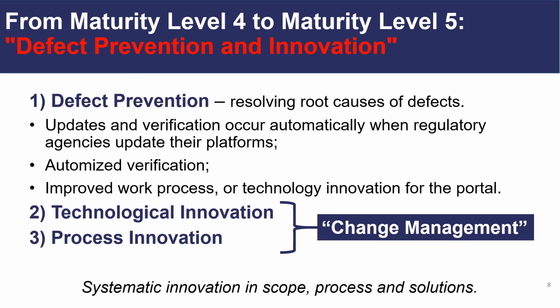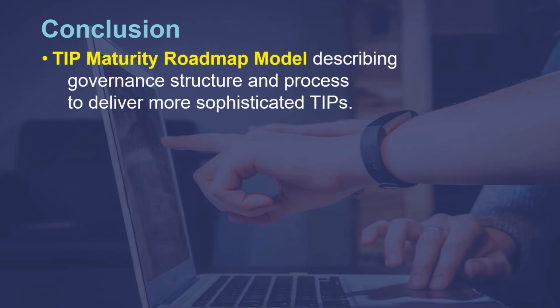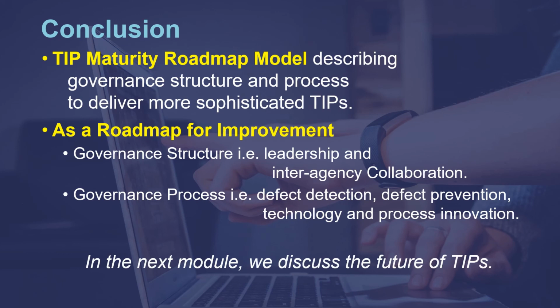This module discussed in some detail a maturity roadmap model for TIPs, which provides a roadmap for a TIP's development. At each maturity level, we highlighted the areas which must be cultivated in the TIP governance in order for it to foster a higher quality of service. In the next module, in line with the idea of continuous innovation, we will discuss possible future evolutions of TIP's content and functionalities.